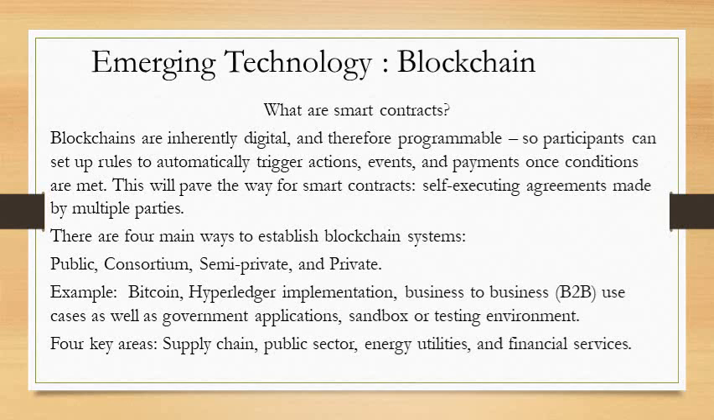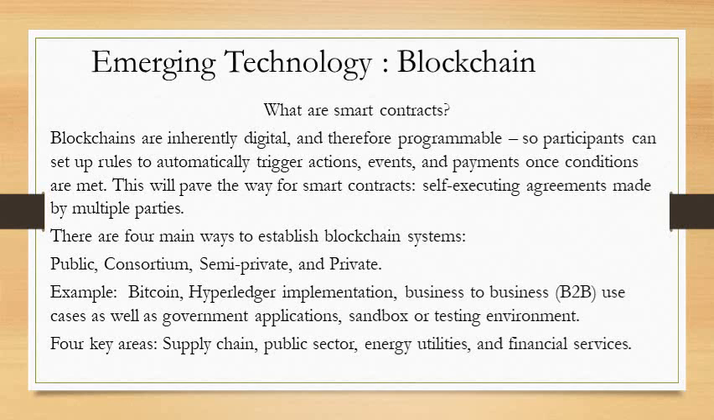There are four main ways to establish a blockchain system. The first one is public, then consortium, semi-private, and private. Now let's go one by one. What is a public blockchain? There are numerous public blockchains, and one is Bitcoin. Ethereum, which allows anyone to build smart contracts and decentralized apps on it, is another example of a public blockchain. Some other examples are Dash and Lisk.